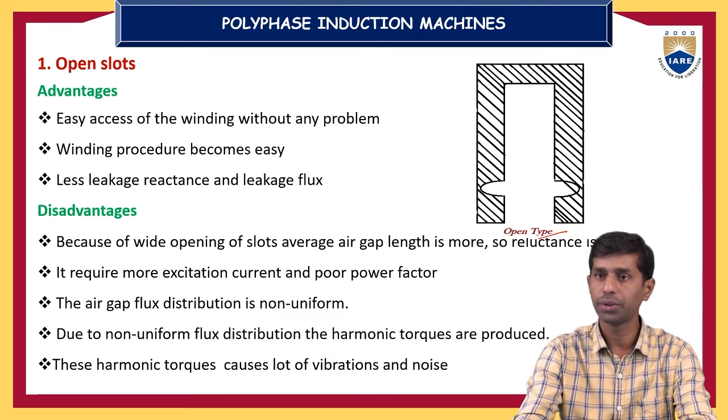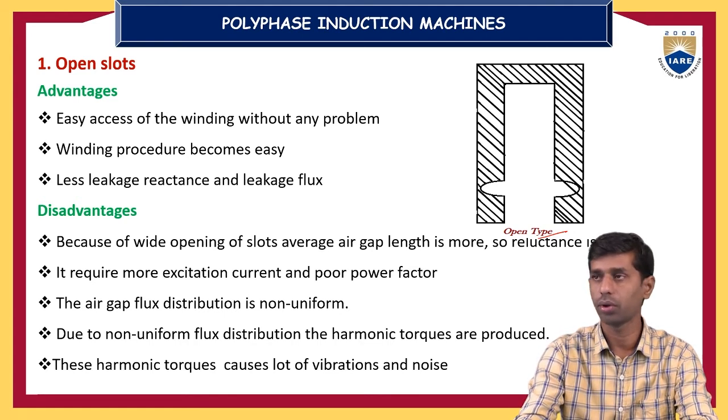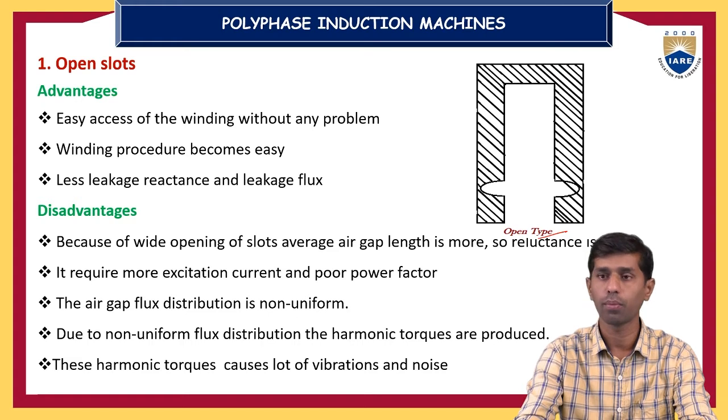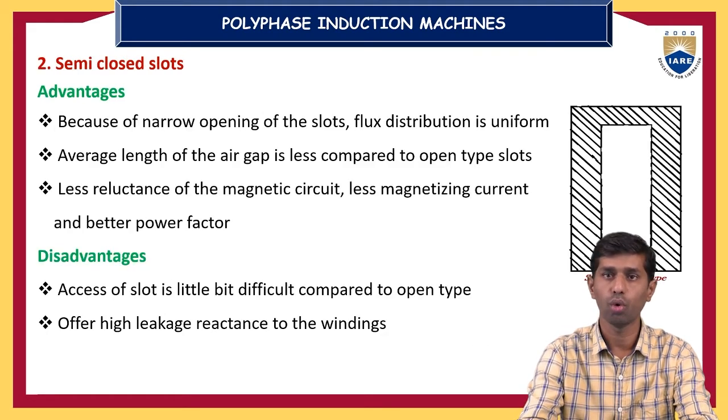The air gap flux distribution is also non-uniform in the case of the open type slots. Due to non-uniform flux distribution, harmonic torques will come into the picture. These harmonic torques cause several vibrations and more noise in the machine operation as well.